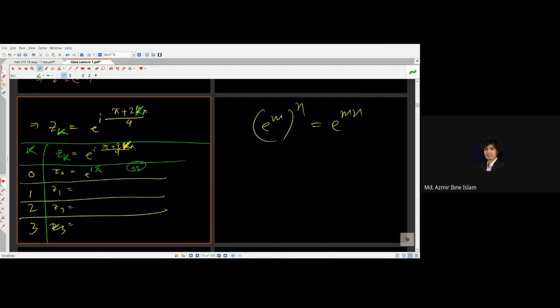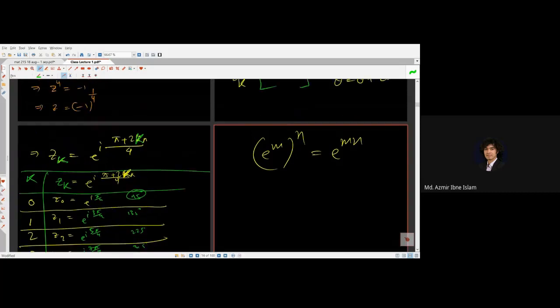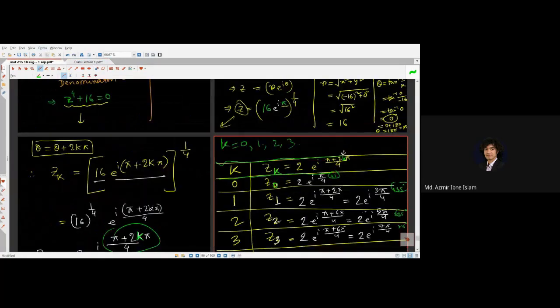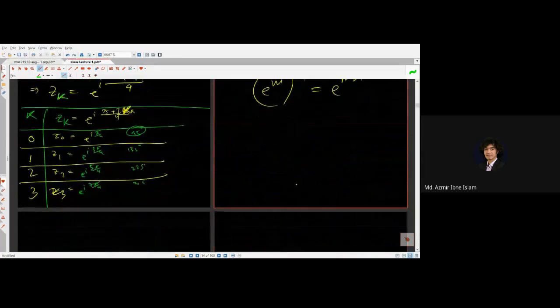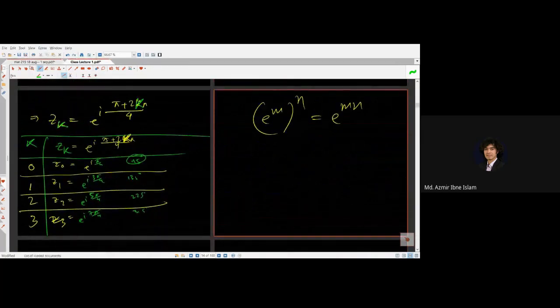And if we use 1, it will be e power i 3 pi by 4. It is 135 degrees. Then e to the power i 5 pi by 4, and e to the power i 7 pi by 4. It is 225 degrees, and 315 degrees. Is that okay? Yes, sir. So we have found total 4 poles.